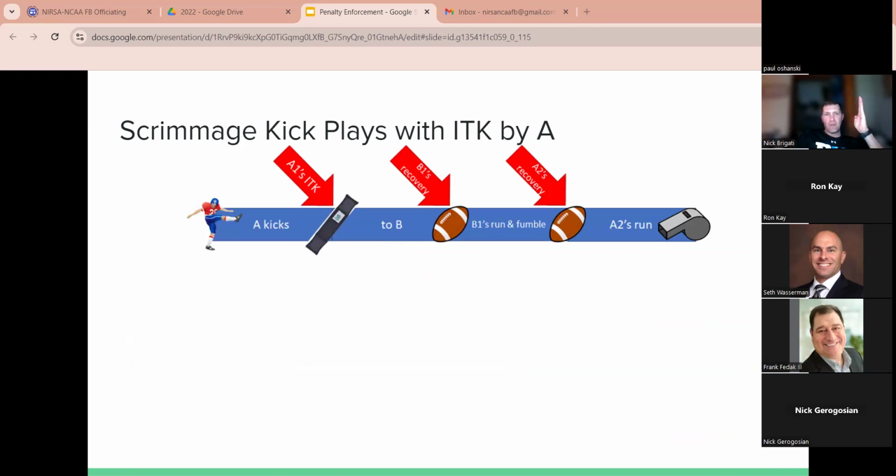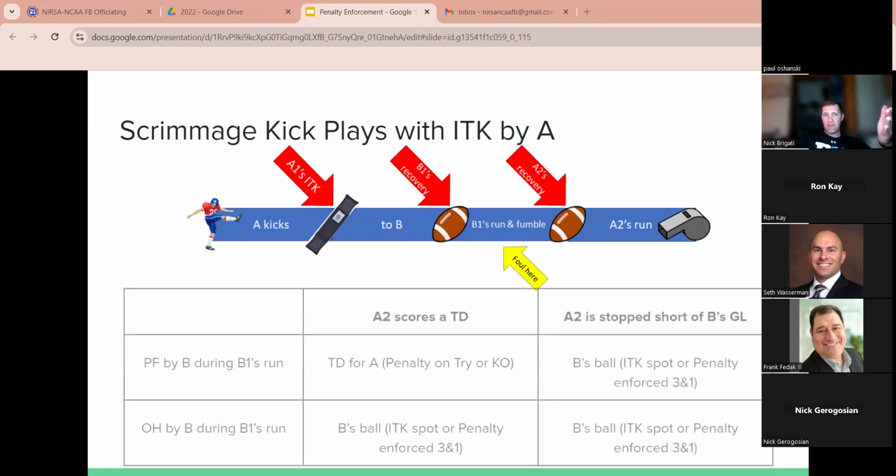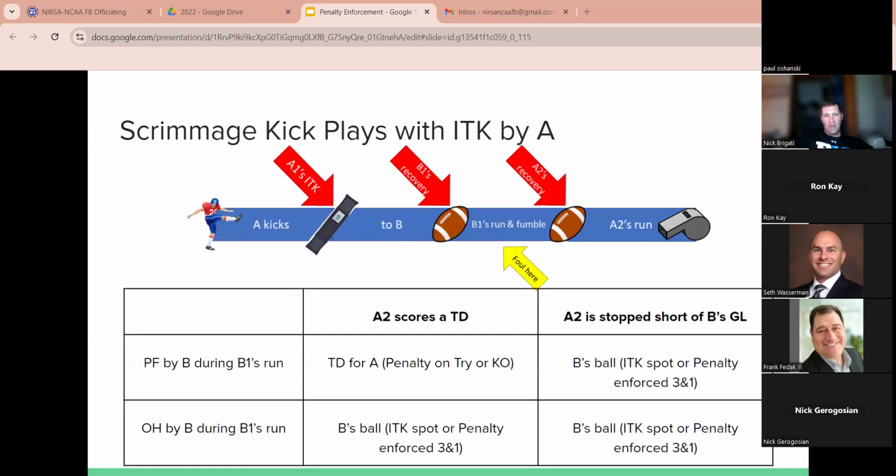If we move the foul, however, from before B1's recovery to during B1's run or fumble, then all of these things change. If we had that same personal foul by B during the run that results in a touchdown, we still have the touchdown for A with carryover enforcement on the try or kickoff. But if A2 does not score, it's going to be B's ball. And the reason it's going to be B's ball is either because the penalty occurred during B1's run, not A's run, and as a result, it would have to be enforced from the spot of B1's fumble, or B would get the ball if that penalty were declined at the illegal touching spot. And if this were holding by B during the run, it's still going to be B's ball in either of those two cases, whether or not A scores a touchdown, because a hold does not have carryover enforcement and would in fact be declined by rule in this case.